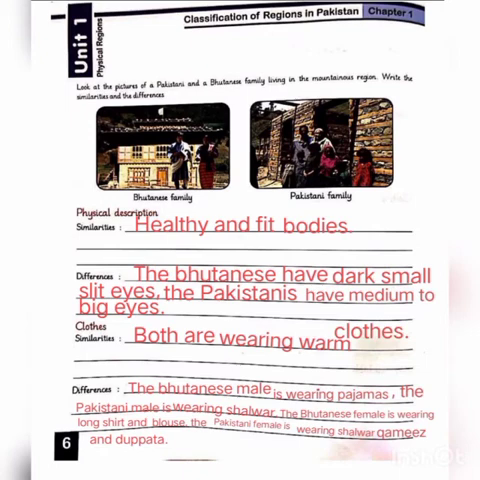Similarities in both families are healthy and fit bodies, but the difference is that Bhutanese have dark, small slit eyes, but Pakistanis have medium to big eyes. Clothes. Similarities. Both are wearing warm clothes, but differences. The Bhutanese male is wearing pajamas, the Pakistani male is wearing shalwar kameez. The Bhutanese female is wearing a long shirt and blouse, but the Pakistani female is wearing shalwar kameez and dupatta, which is the main difference between clothes of these two families.